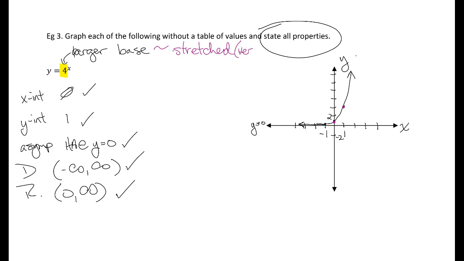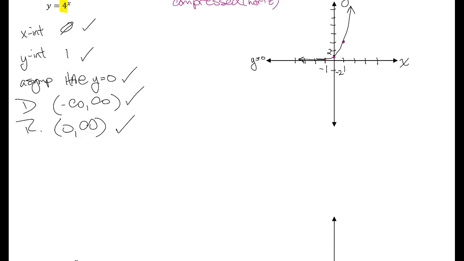Vertically. Or I could think of it as compressed horizontally. Because instead of having a quarter showing up at 2, it now shows up over here at 1. Okay, but again, that invariant point thus far has been my y-intercept at 1.